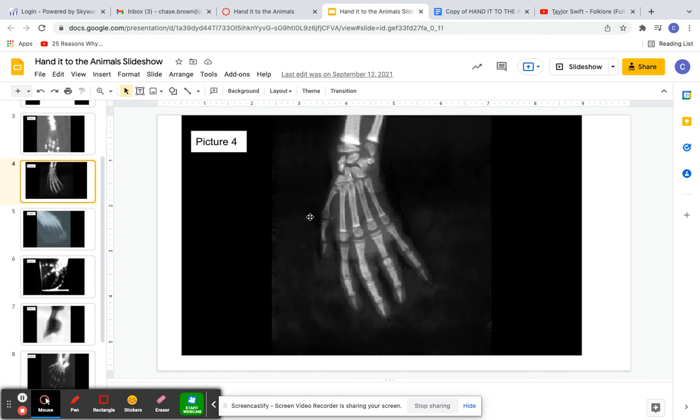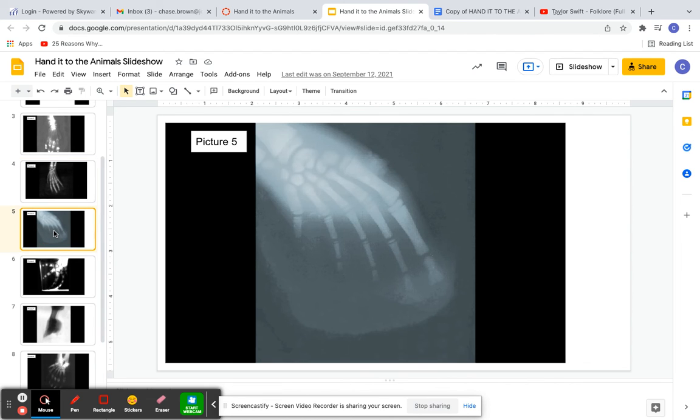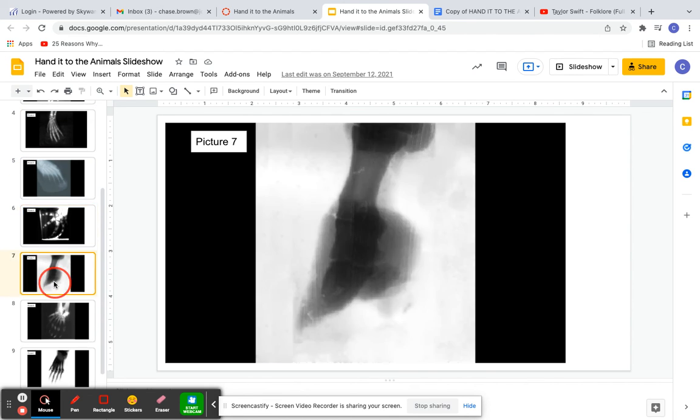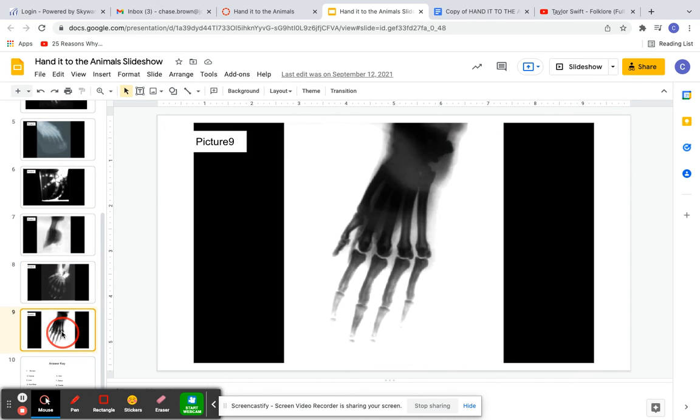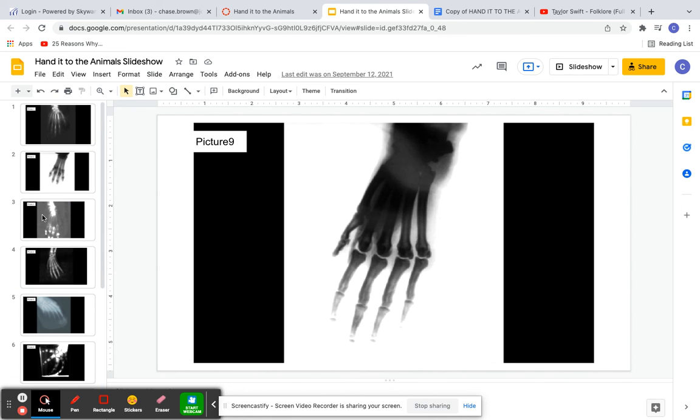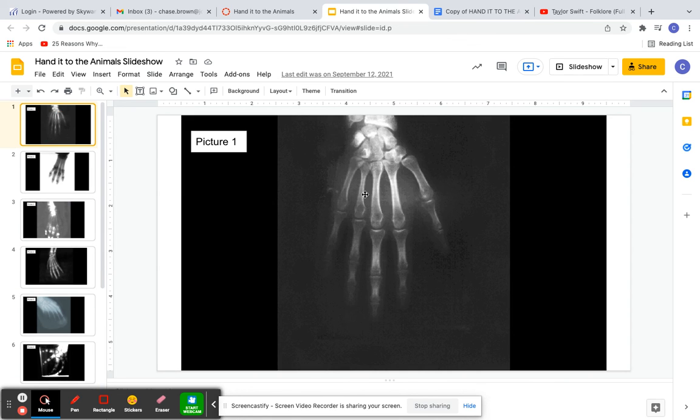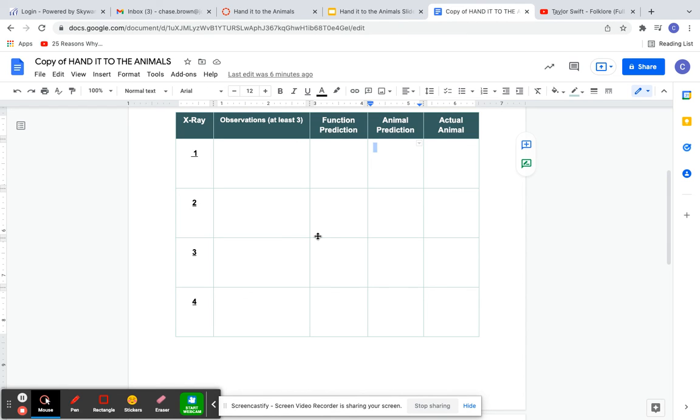Oh man, now I'm second guessing myself. Maybe that's the human. Anyway, you're going to come through and you're going to make predictions based on all of these hands and guess which one is which. And that one looks like it. Man, no, that one's not a human, but it does look similar. Anyway, go through these, fill out the answers here.